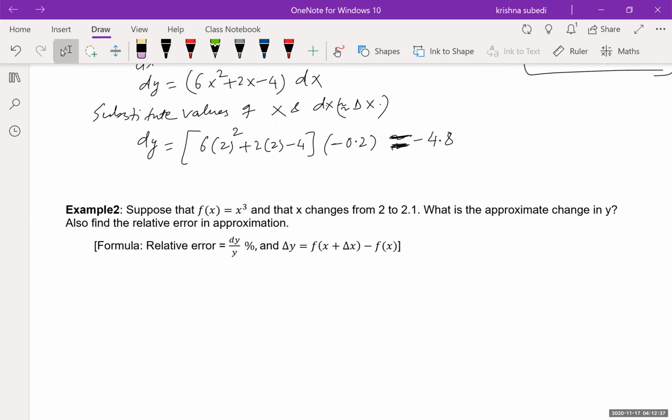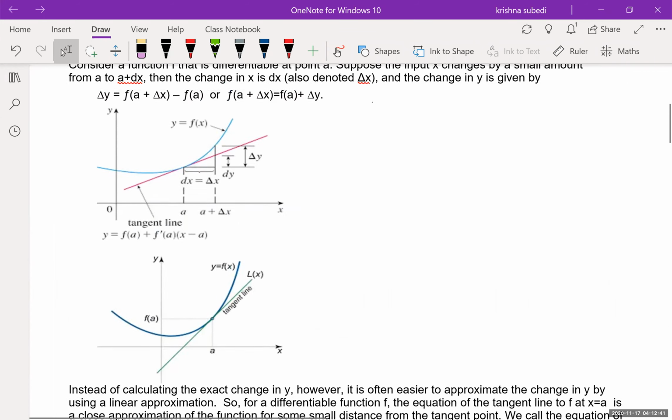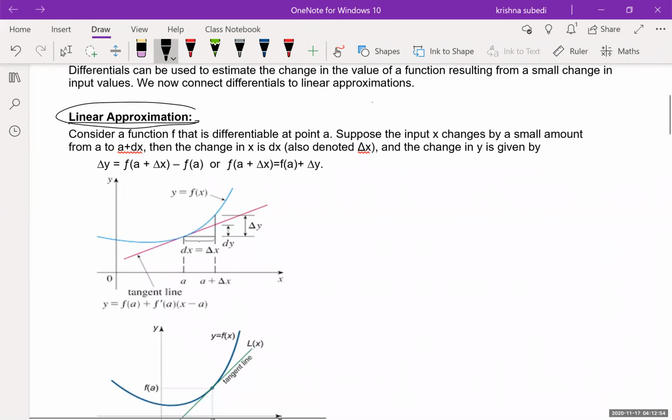But before we move forward, let's go back to the concept of linear approximation, and we'll see how these differential and linear approximation are connected, and then we solve the remaining problem. Okay, guys? What is linear approximation?